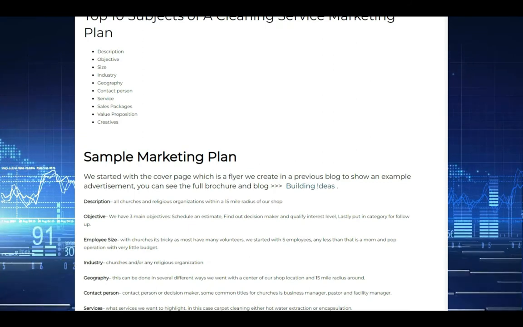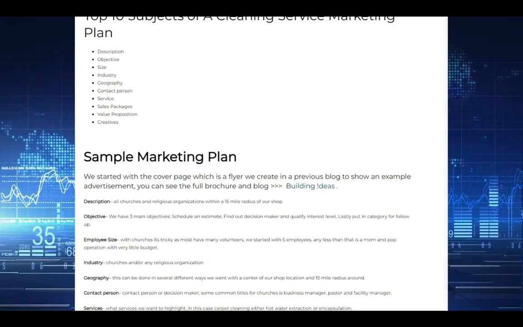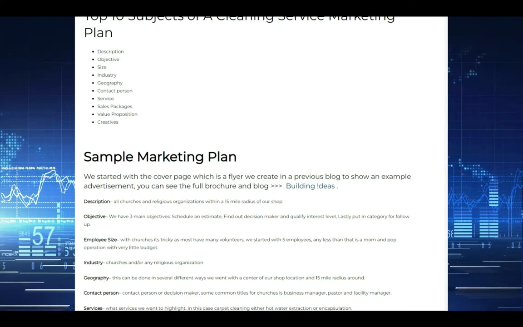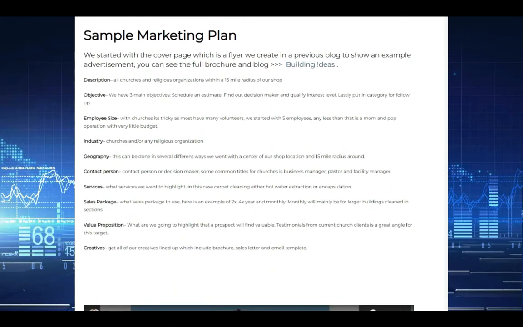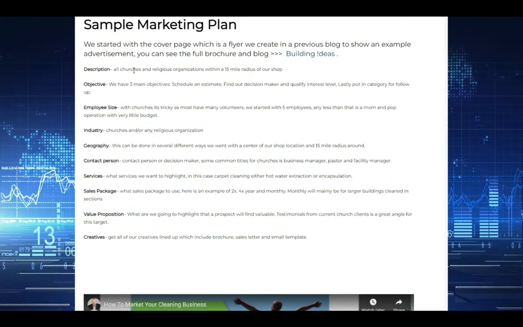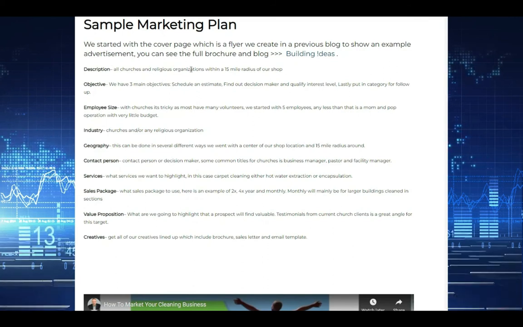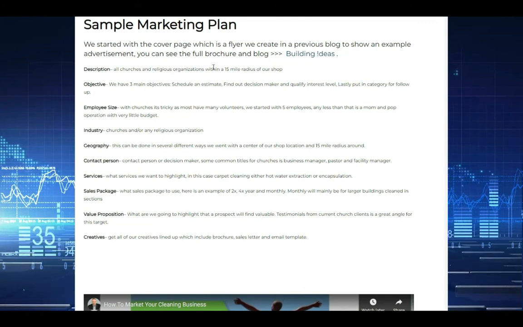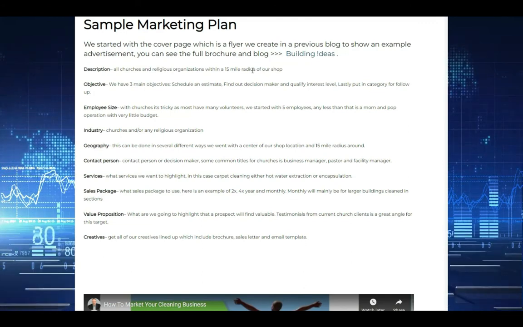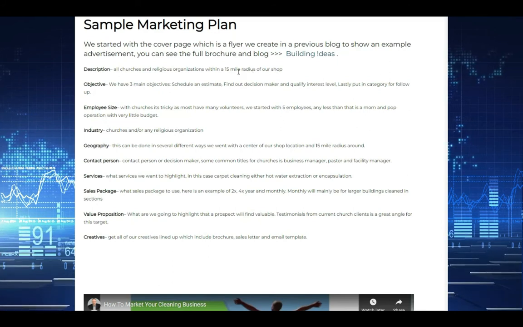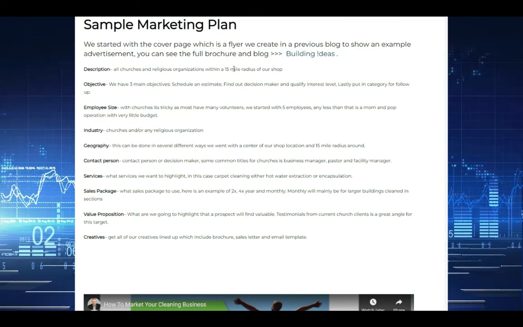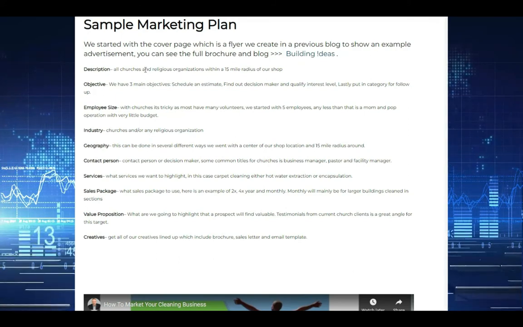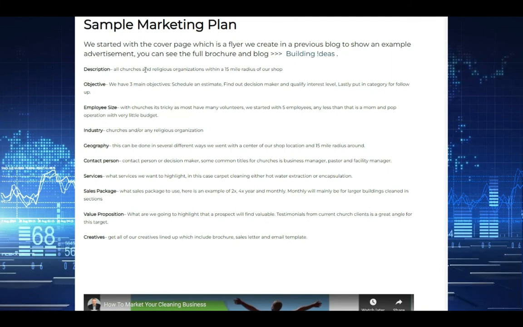And the first step is to come up with a simple marketing plan. And that's all you're really doing is asking yourself questions to lay this all out. So the starting point would be, description: all churches, synagogues, any religious organization, and then say within a geographic area. Whether that's a county, a city, the radius from your shop or home, that's all up to you. But that's where we start, is just defining, well, what is my goal here?